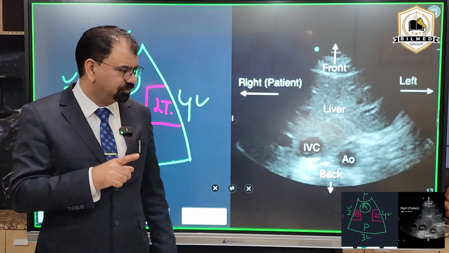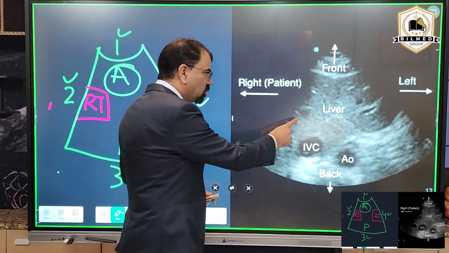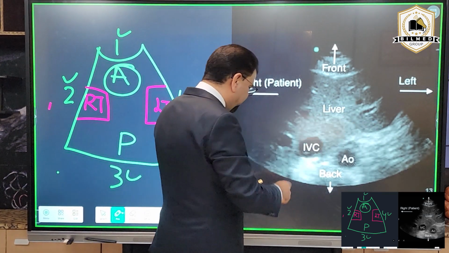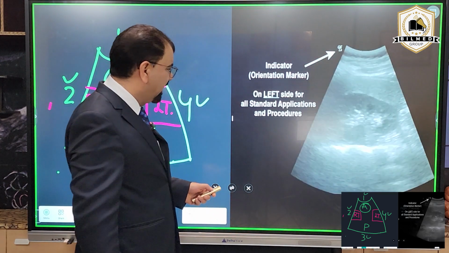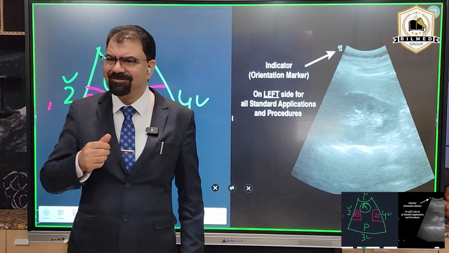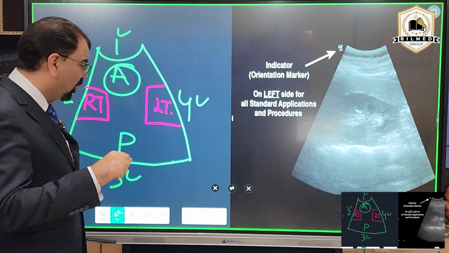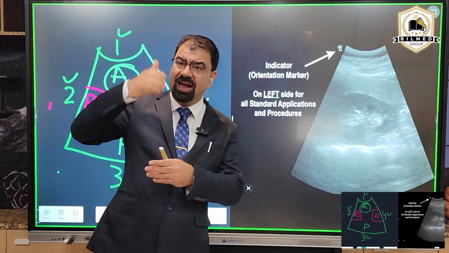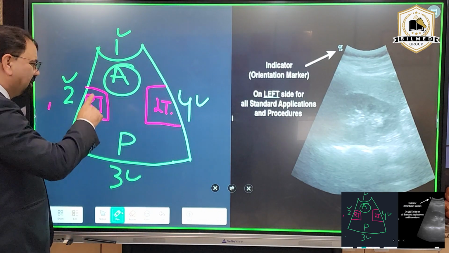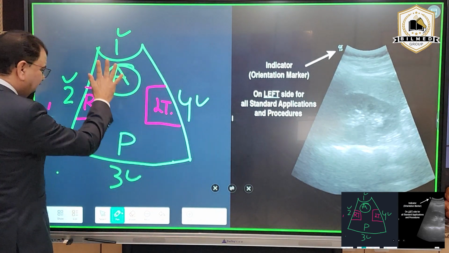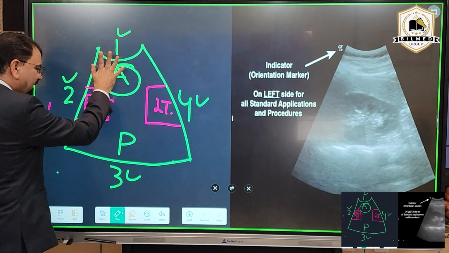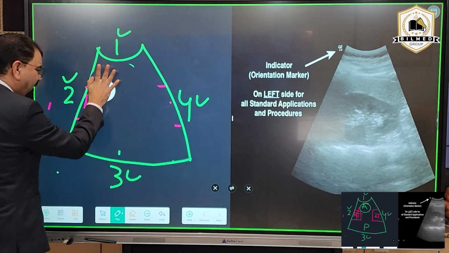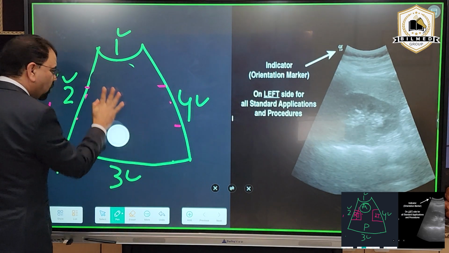Now, this is anterior, this is posterior, this is the right, and this is the left. But the point is, when I am rotating the probe clockwise, so that the probe marker is going toward the head of the patient, let us see what is happening in the longitudinal section. Now I am in longitudinal section. I have rotated the probe.